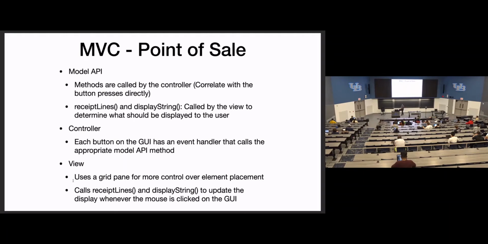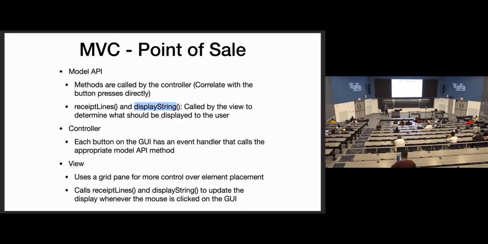It's all of the button presses, and also two extra API methods for the view to consume: receipt lines and display string. These are two methods that will be called by the view to figure out the current state of the program, to be able to display it to the user. Receipt lines go in the receipt area, and display string goes in the view right above all the buttons. What should be presented to the user? So the view is going to call those two methods and display them.